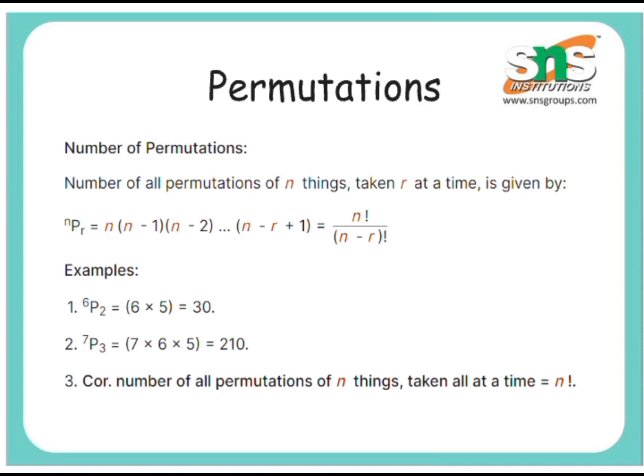7P3 is equal to 7 into 6 into 5. How does it come? In the numerator, you have 7 factorial, and in the denominator, you have 7 minus 3 factorial. What is 7 minus 3? That is equal to 4 factorial. So you have 7 factorial divided by 4 factorial. You expand 7 factorial as 7 into 6 into 5 into 4 factorial in the numerator, and in the denominator, you have 4 factorial. You cancel 4 factorial and 4 factorial, which gives 7 into 6 into 5, that is equal to 210. So, number of all permutations of n things taken all at a time will be equal to n factorial.